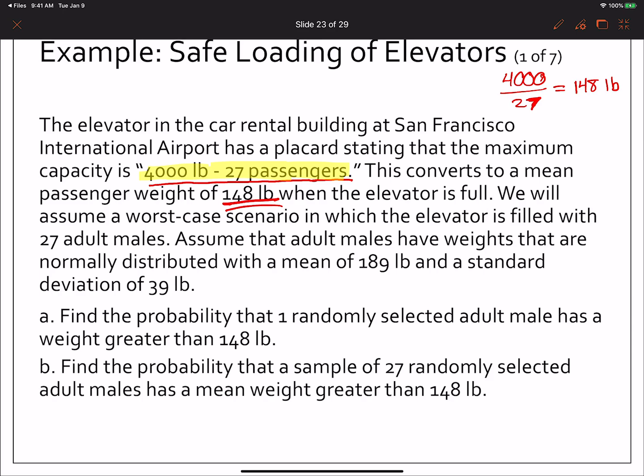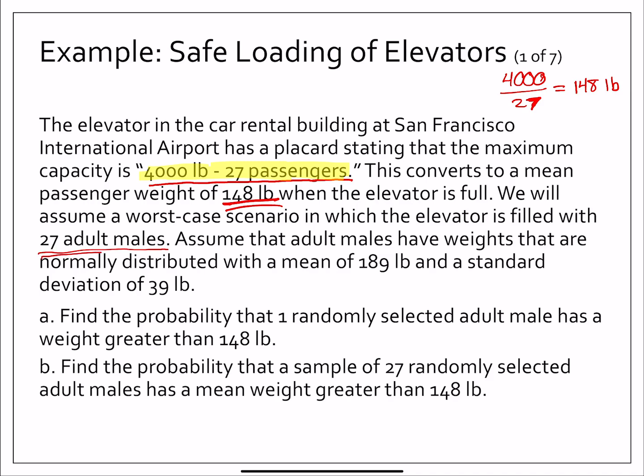Now, the worst case scenario for this elevator, if we assume that the worst case scenario is that the elevator is full with 27 adult males, right? And we can also assume, because of whatever research we've done, that adult males have weights that are normally distributed, keyword, with a mean of 189 pounds and a standard deviation of 39 pounds, right? So adult males look like this. This is what adult males look like.